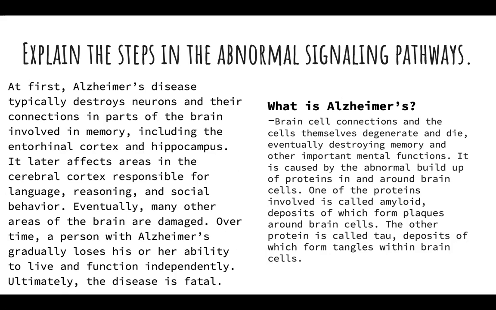So what is Alzheimer's? Alzheimer's is a brain cell connection, and the cells themselves degenerate and die, eventually destroying your memory and other important mental functions. So how it happens: first, Alzheimer's disease typically destroys neurons and the connections of the part of your brain involved in memory. Later, it goes to the cerebral cortex, responsible for language, reasoning, and social behavior. Eventually, many areas of your brain are damaged, and over time, a person gradually loses his or her ability to live and function. Ultimately, this disease is fatal.